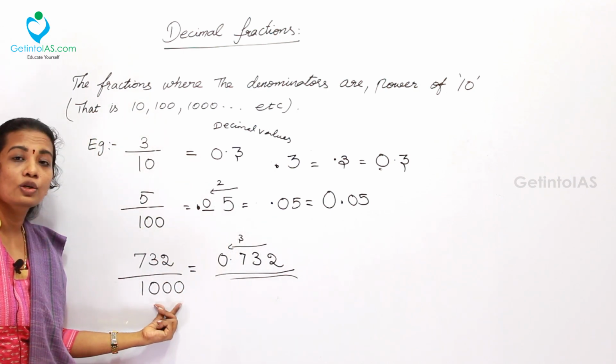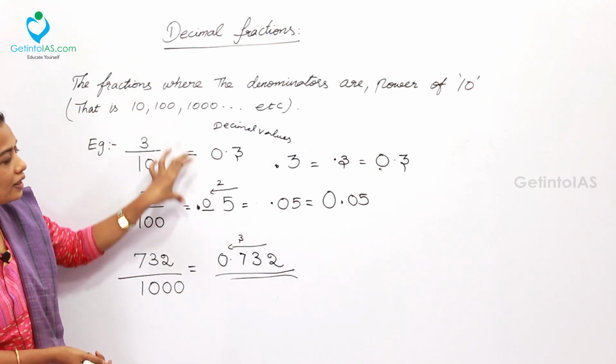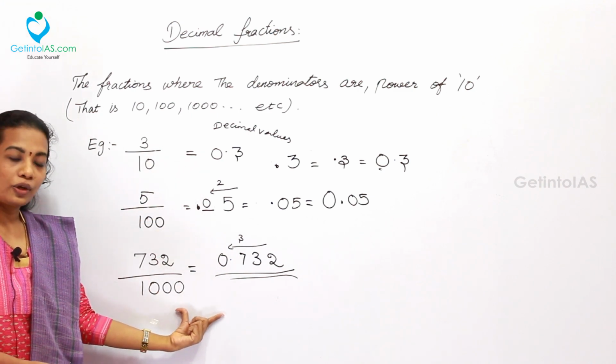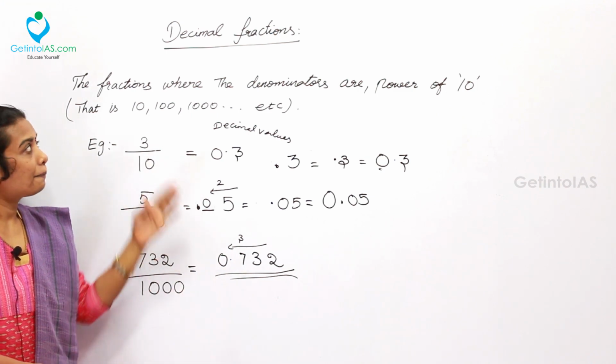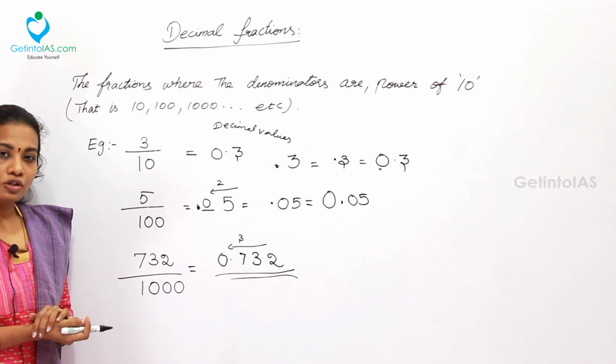Why? Because there are 3 zeros at the bottom. Hereafter there is no need for these calculations at all. Directly you can make these calculations. That is the purpose of the decimal fractions concept.